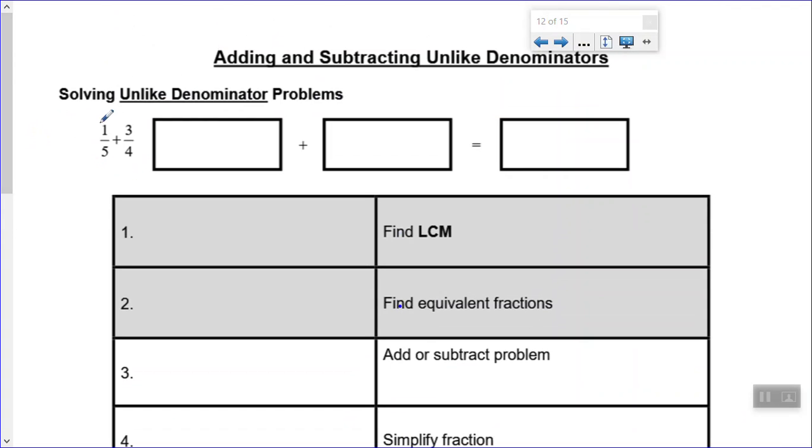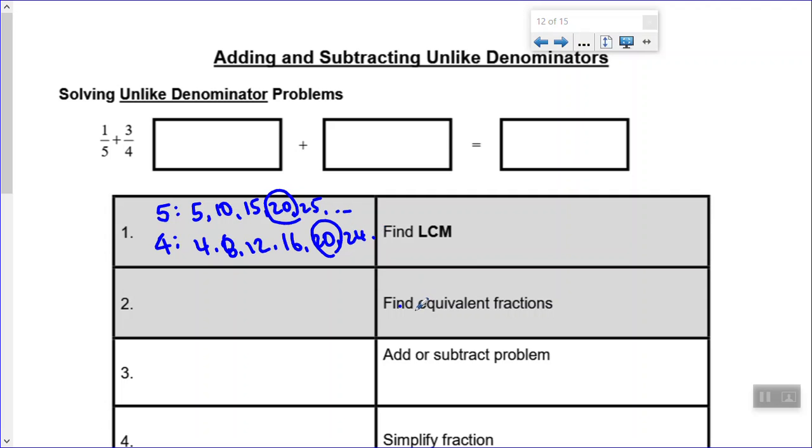Let's go over this example, 1/5 plus 3/4. What are the multiples of 5? Multiples of 5: 5, 10, 15, 20. We did this on the previous page. Multiples of 4: 4, 8, 12, 16, 20, 24. So the LCM is 20. You have to find the equivalent fractions.